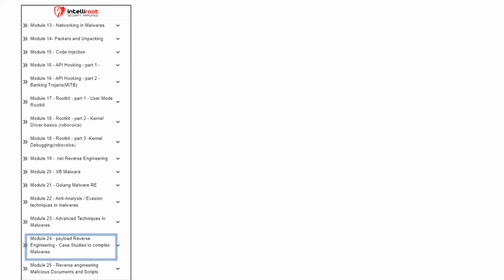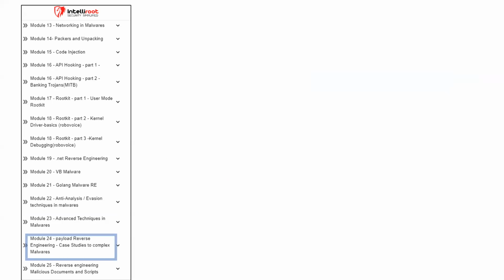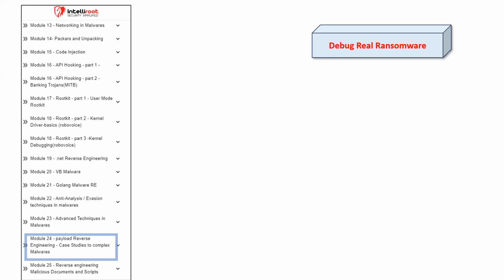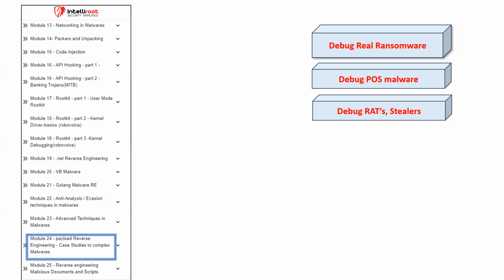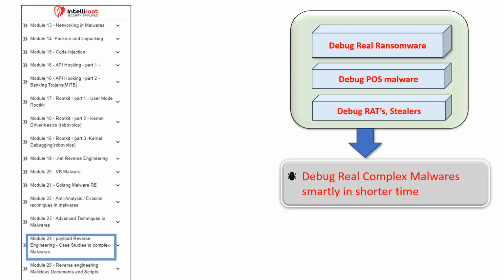Module 24, which is payload reverse engineering, has some case studies of some of the specific malwares, which include real ransomware. Here you are going to learn tricks to debug point of sales malwares. You are going to learn about debugging remote access trojans, stealers, and here you are going to learn about reverse engineering complex malwares in shorter time.